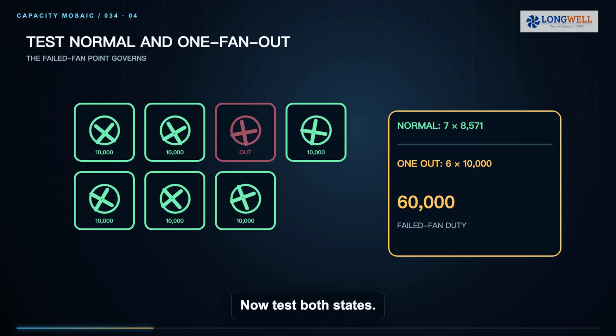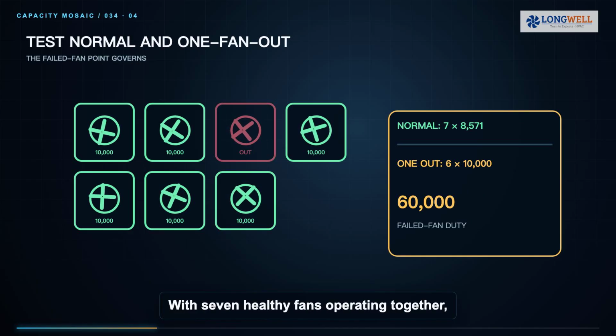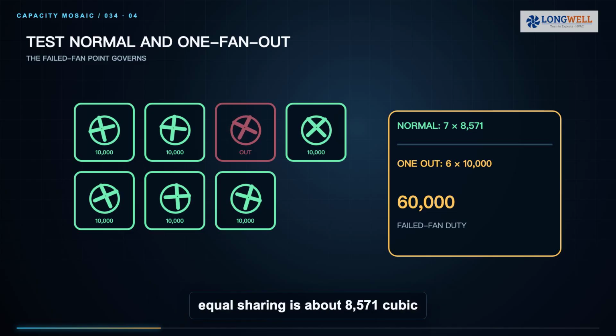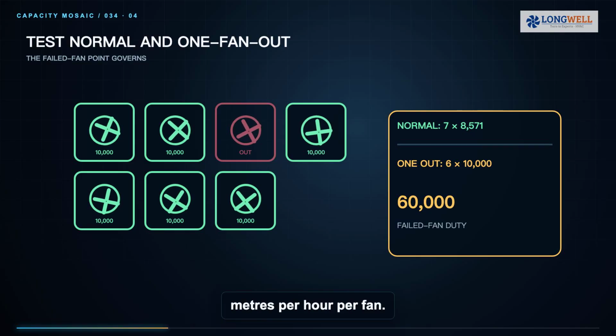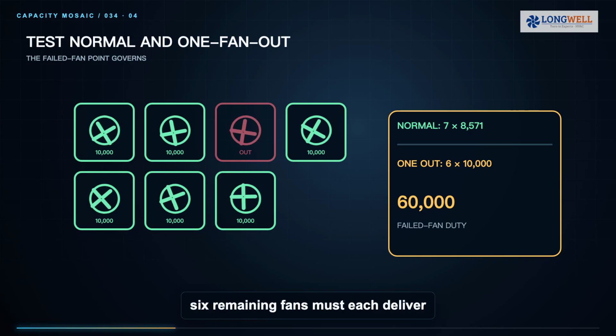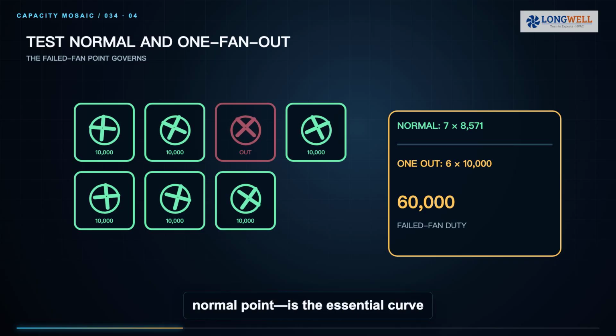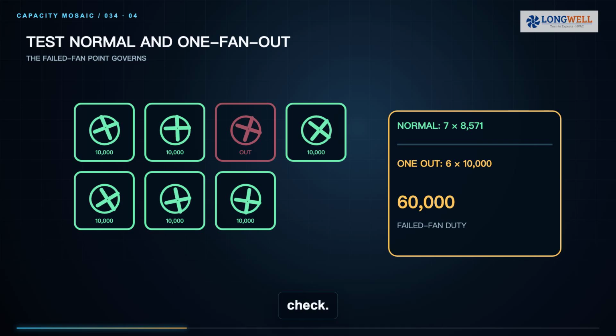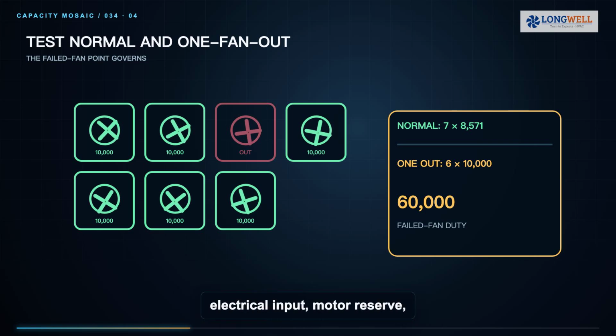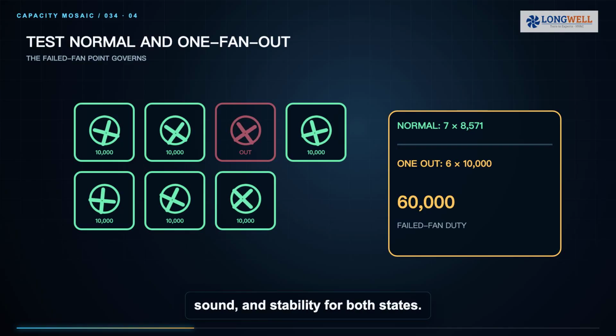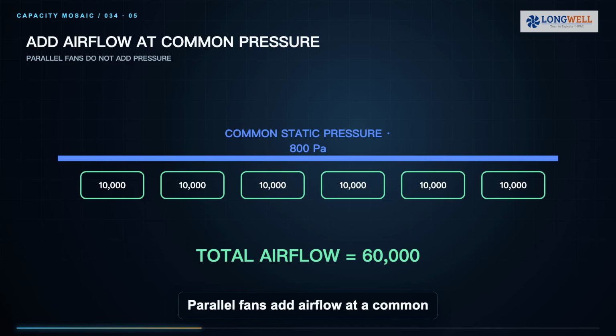Now test both states. With 7 healthy fans operating together, equal sharing is about 8,571 cubic meters per hour per fan. If one fan is unavailable, 6 remaining fans must each deliver 10,000. That fail fan point, not the comfortable normal point, is the essential curve check. Confirm pressure, speed, electrical input, motor reserve, sound, and stability for both states. Parallel fans add airflow at a common pressure; their pressures do not add.